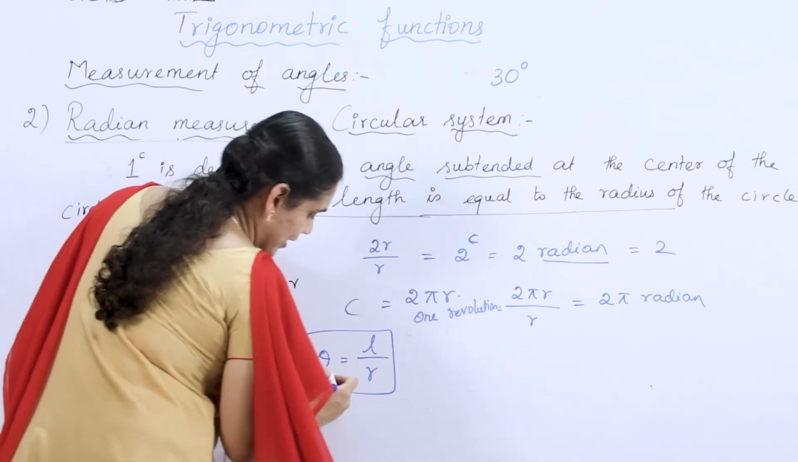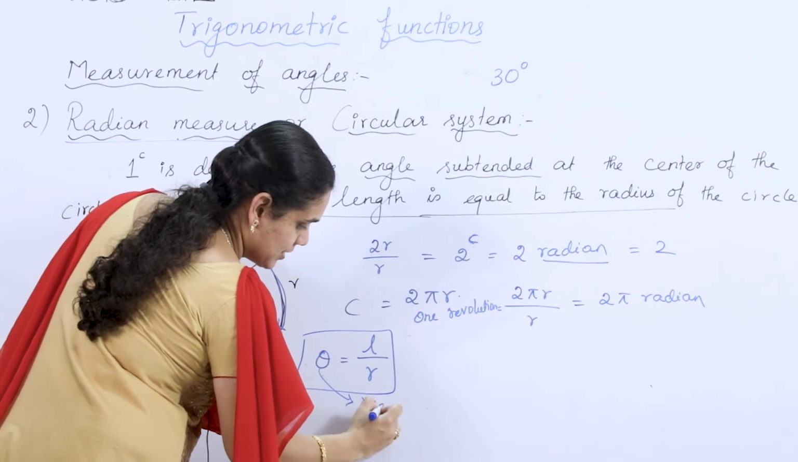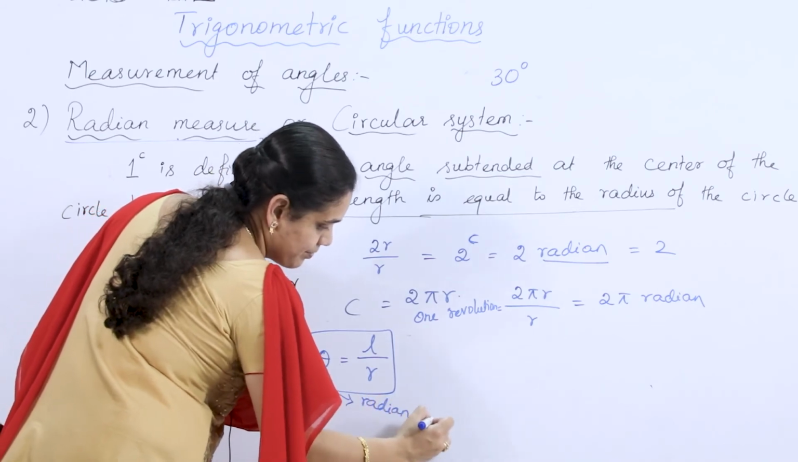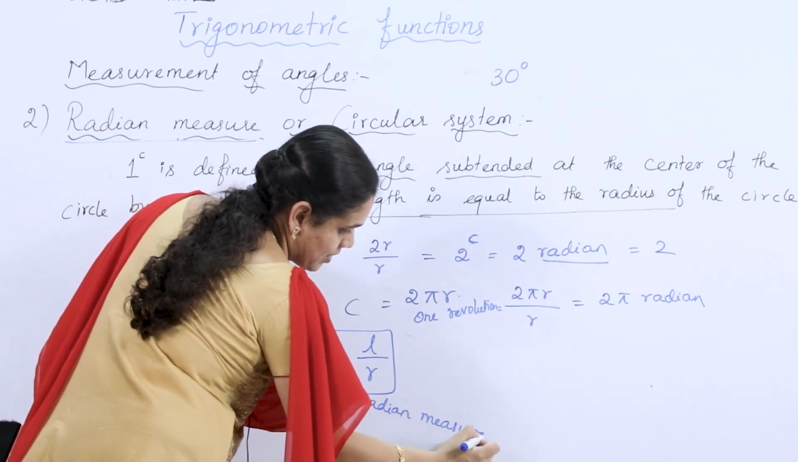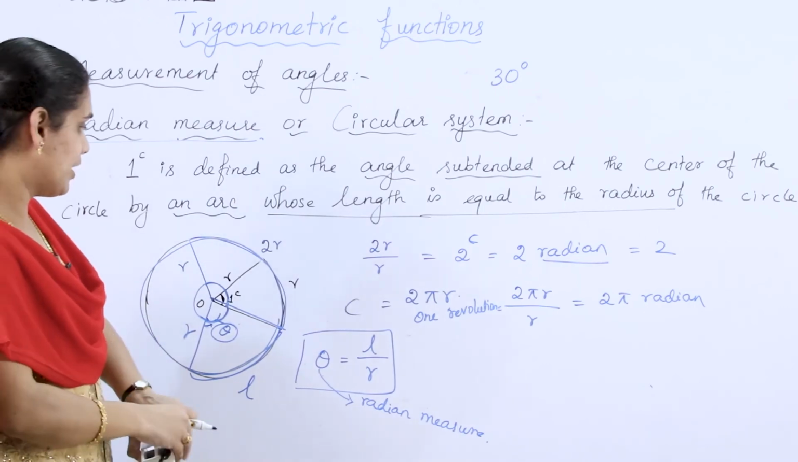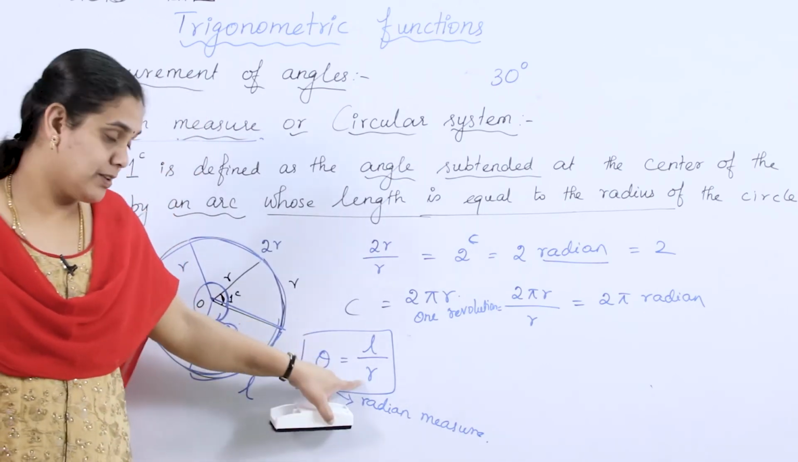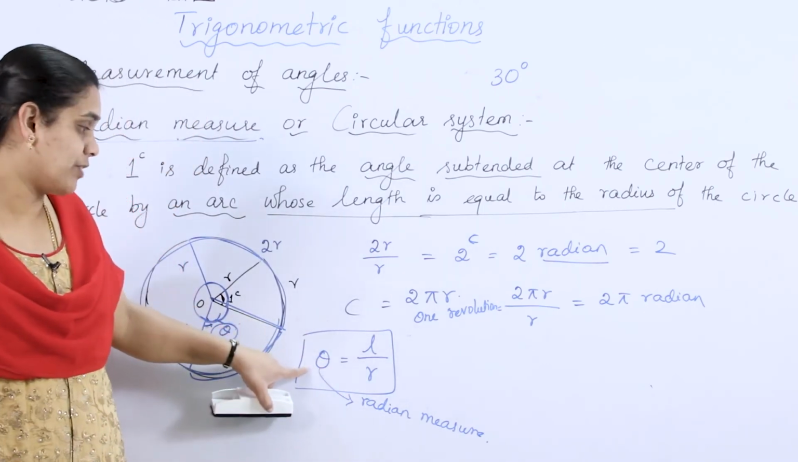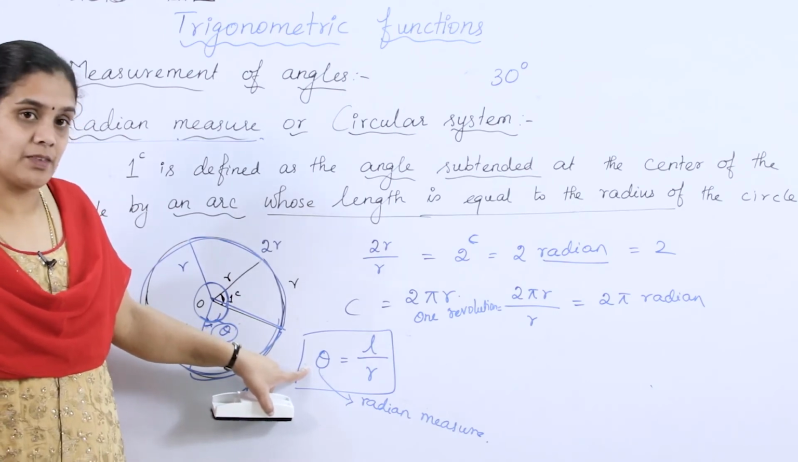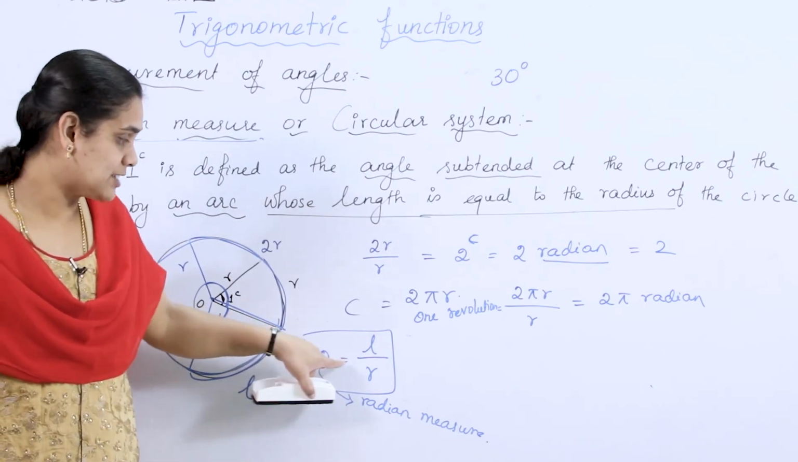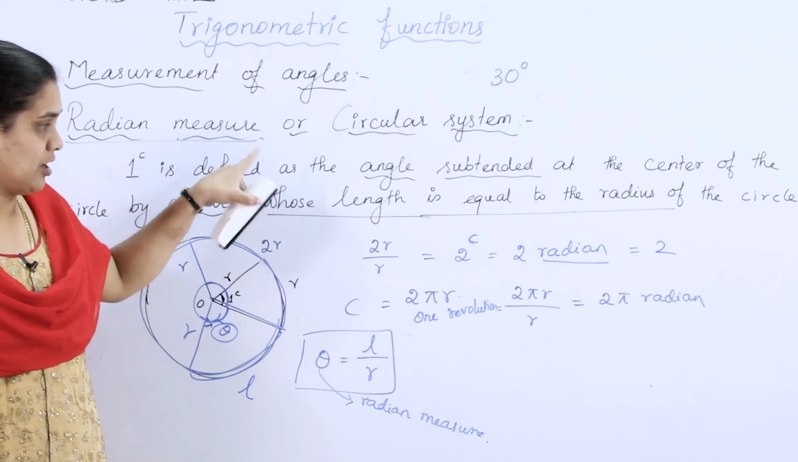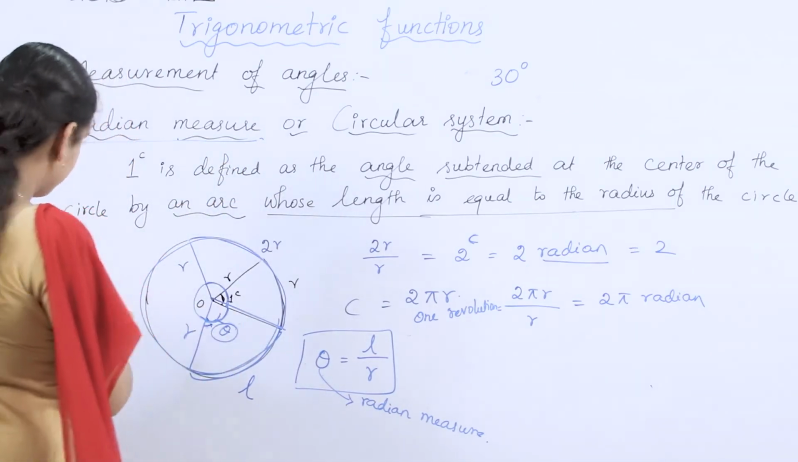This is for only radian measure. This represents the radian measure. Please be careful here. Sometimes you will be given L, you will be given R, and then you may be asked to find out the angle. That time this gives us the radian measure, not the degree measure. So be careful with that.